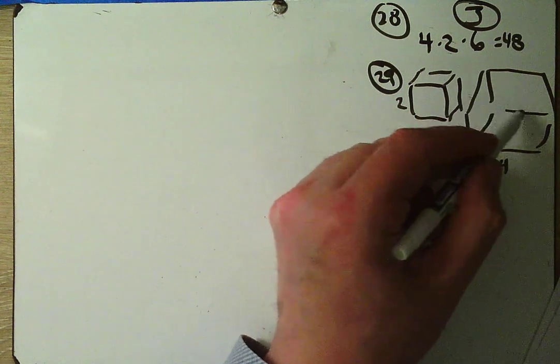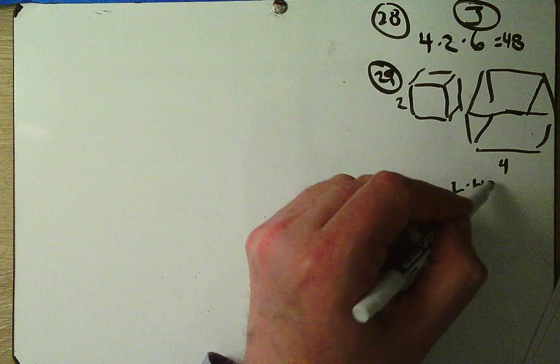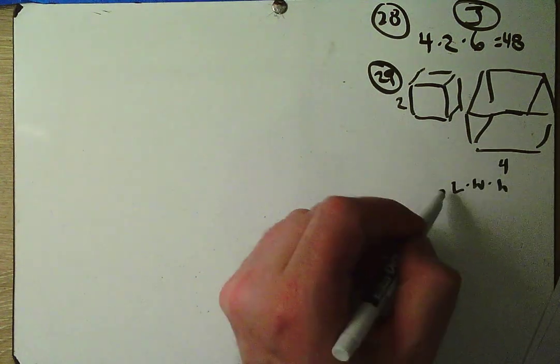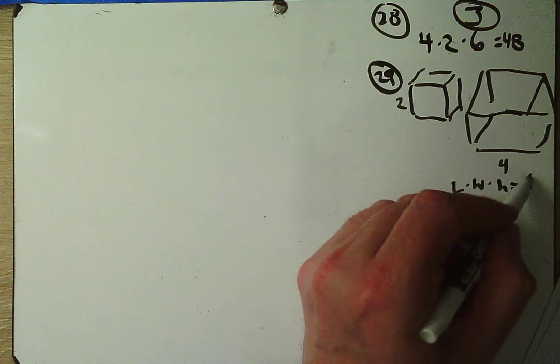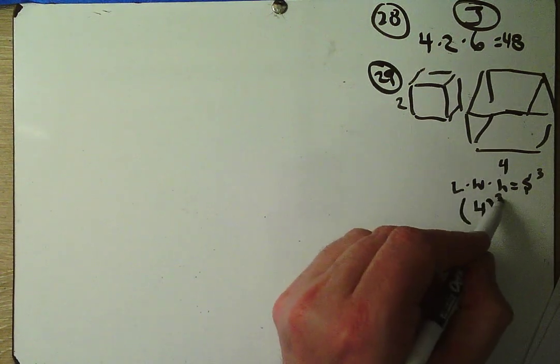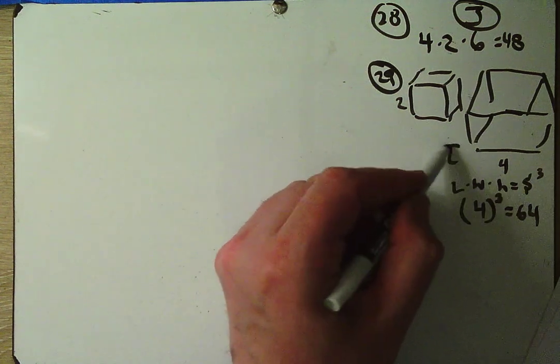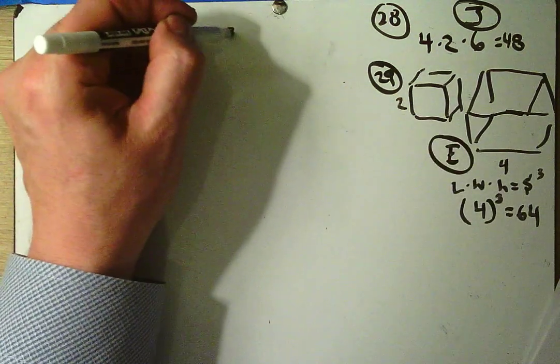Okay, well, we know that the volume of a cube is length times width times height. And since those are all the same in a cube, we could just say side cubed. So 4 is the side length, cubed is 64, which is why E is my answer to 29.